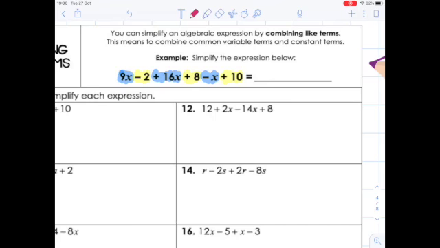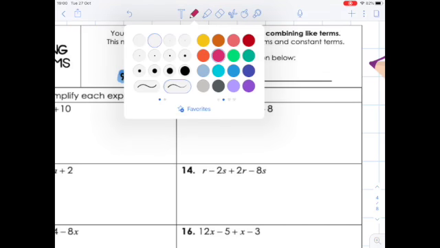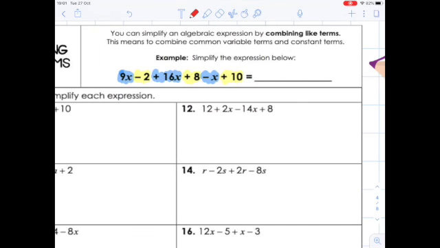Now the first thing I'm going to do, you don't have to do this all the time, but I'm going to do it right now, is rewrite this algebraic expression because I can rewrite it. Addition and subtraction, I can rewrite the order according to what I want. I'm just going to switch the order of the terms, always respecting the sign that accompanies the terms. So 9x plus 16x minus x, I'm going to write those first, and then I'm going to write minus 2 plus 8 plus 10.